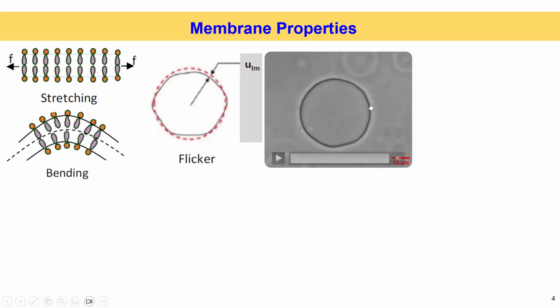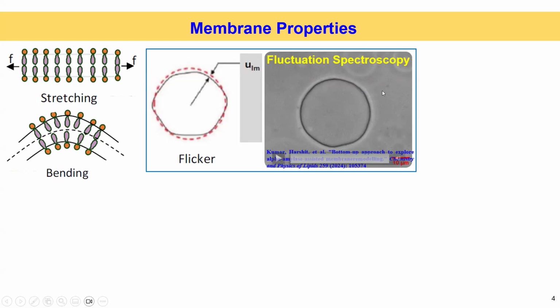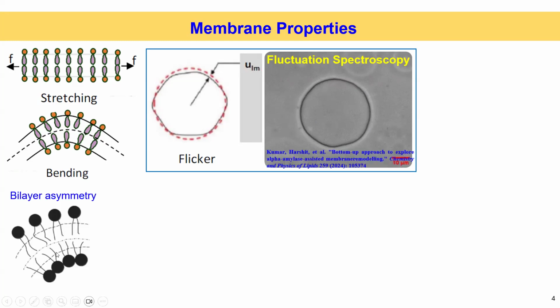So this bending modulus we are finding from bending fluctuation spectroscopy, which is explained in our lab paper, a bottom-up approach to explore alpha amylase assisted membrane modeling. You can see this paper and see how we are calculating the bending modulus for this bilayer system. And I am studying the asymmetry of this bilayer.